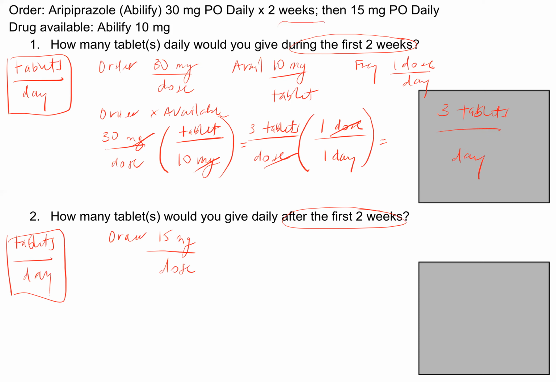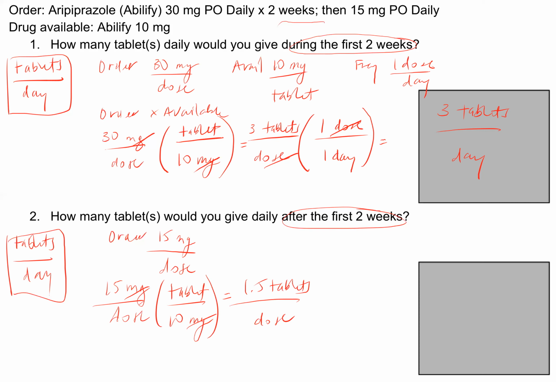For number 2, it'll be 15 milligrams per dose, 1 tablet per 10 milligrams to cancel the units of milligrams. So you're left with 1.5 tablets per dose. Multiply that by the frequency so the dose units cancel, and you're left with 1.5 tablets per day for number 2.